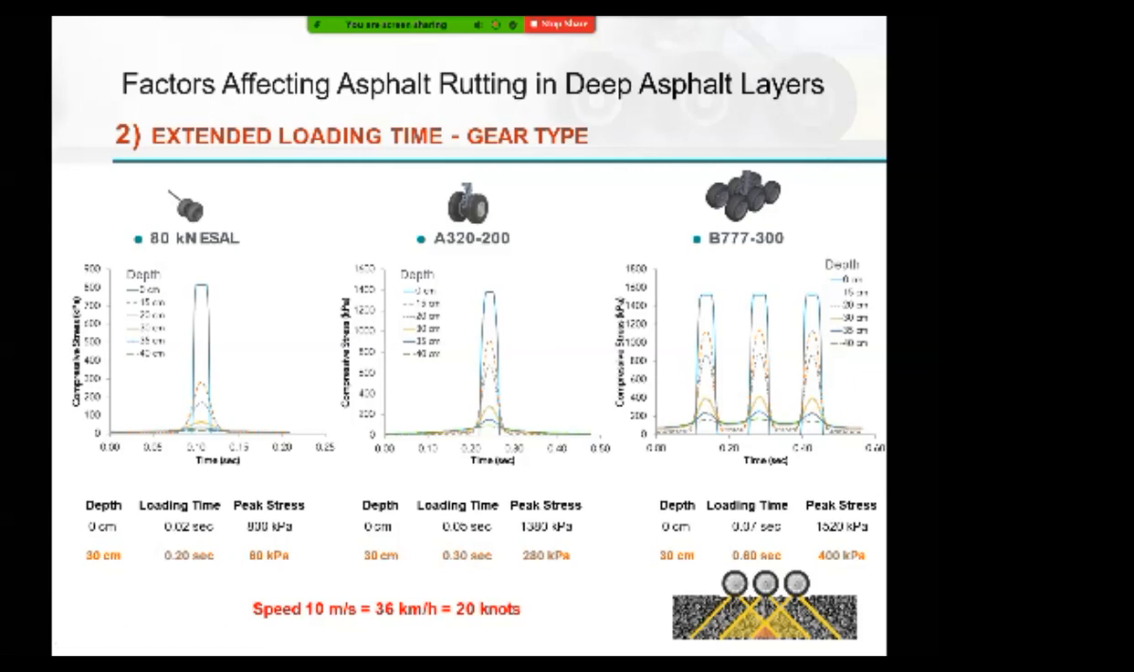All of that is because when you have that tridem axle passing, the load is felt for a much longer time than when a single axle of an A320 passes or when an 80 kilonewton ESAL passes. So loading time is applied for a long, long time. And that's going to hurt us and cause a lot of viscoelastic strain. So we need to keep that in our minds.